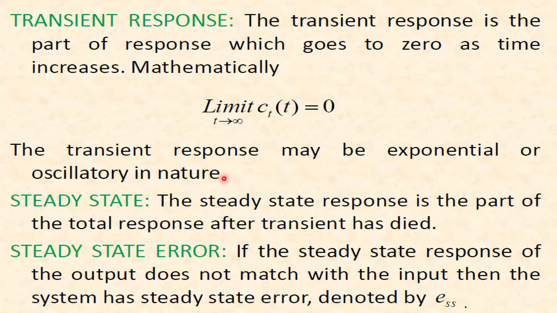The next one is the steady state. The steady state response is a part of the total response after transient has died. That is, when Ct of t is equal to 0, the next time duration is nothing but the steady state response. The steady state error: if the steady state response of the output does not match with the input, then the system has steady state error denoted by ESS.